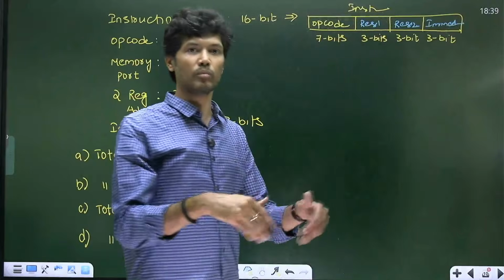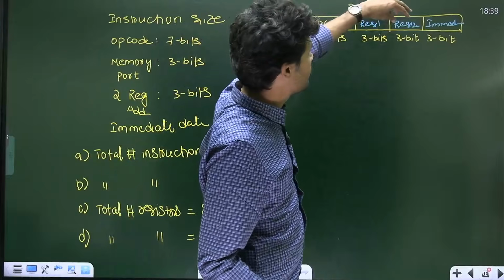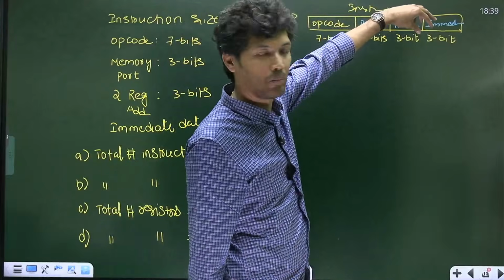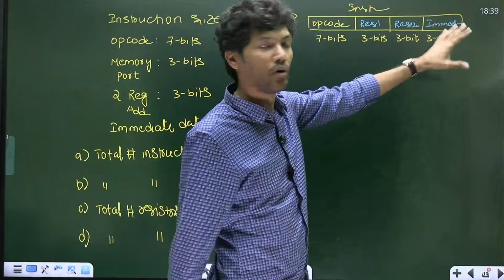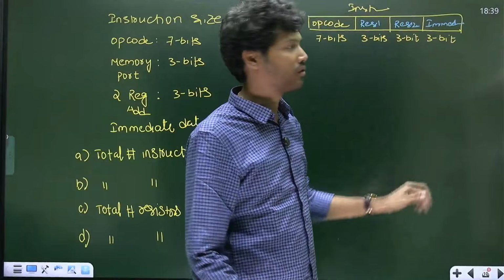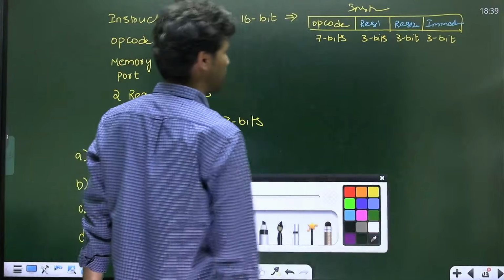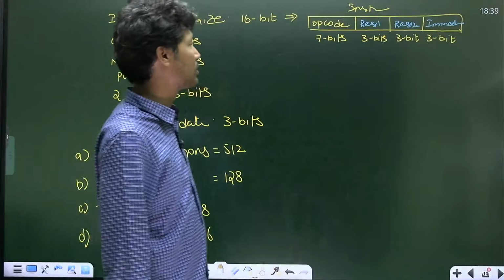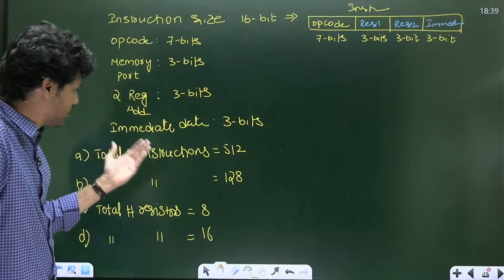Okay, or one more way of showing the same instruction could be, this could be one register and this could be one memory port, a memory port address, and then we have immediate data, something of that sort. So either we are having both registers or one register and one memory port. This is the basic way in which the instruction is being presented. Now, given this data, let's look at the options.